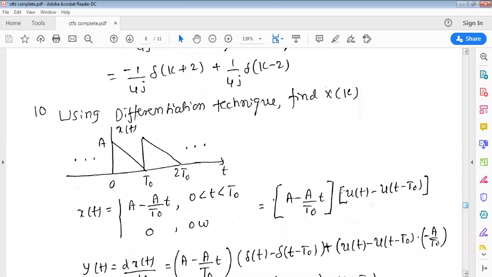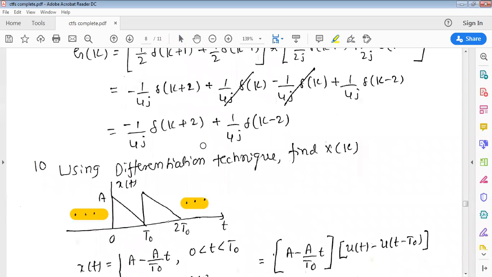Okay. Now, given a signal x of t, it is a periodic signal. I've shown you 3 dots here. Look here, the indication of 3 dots will tell you the signal is periodic. Now, can you tell me what is the period of the signal? Any of you? What is the period of the signal?